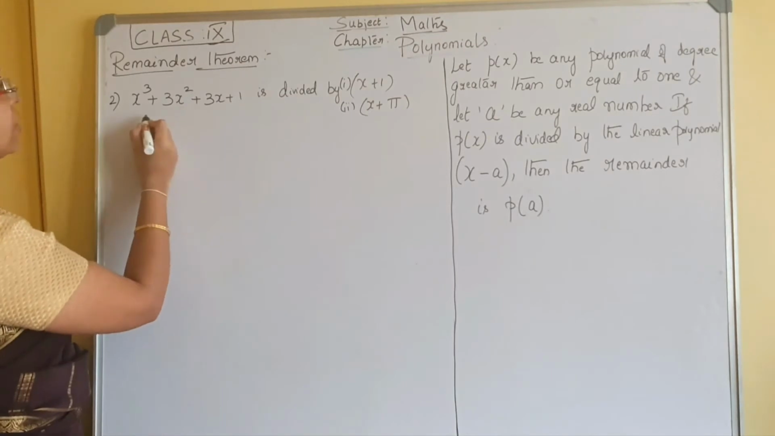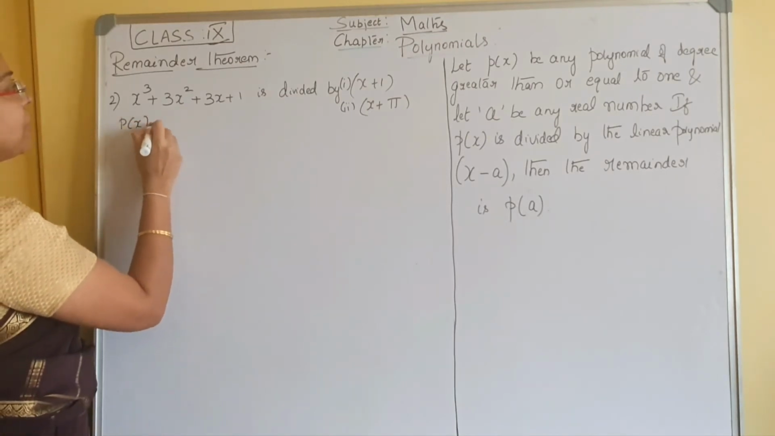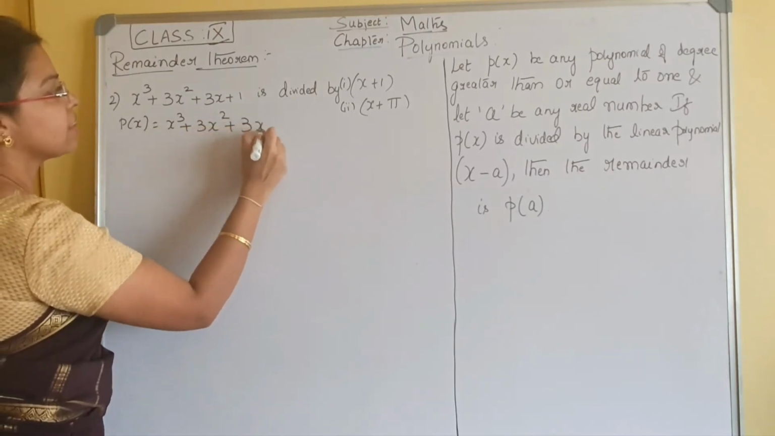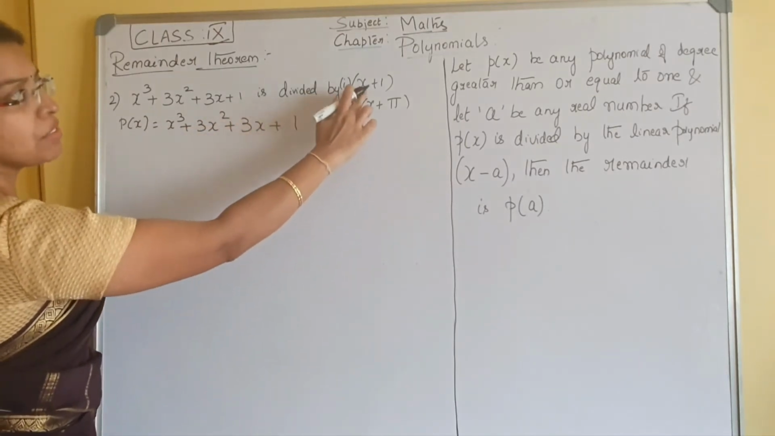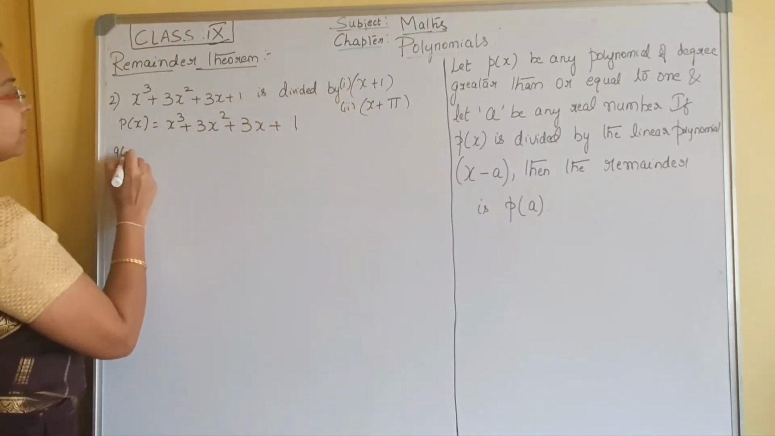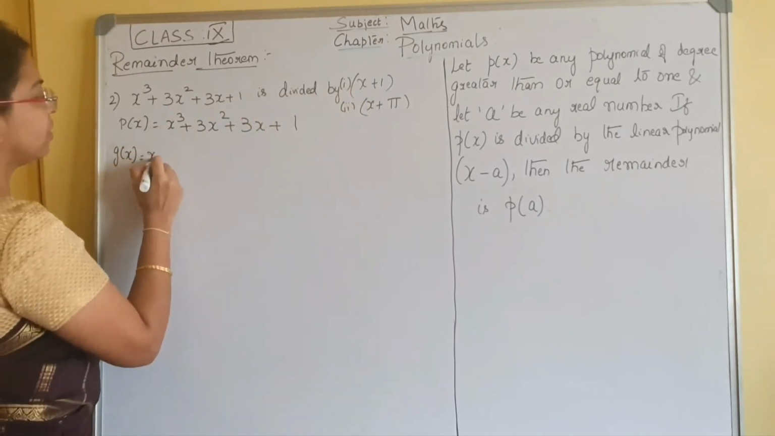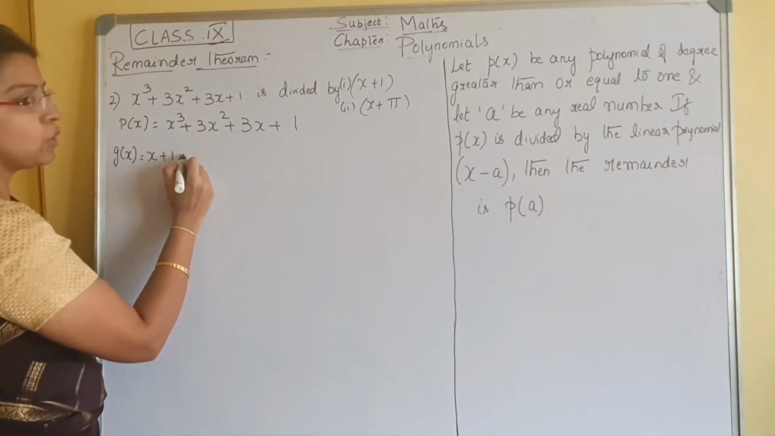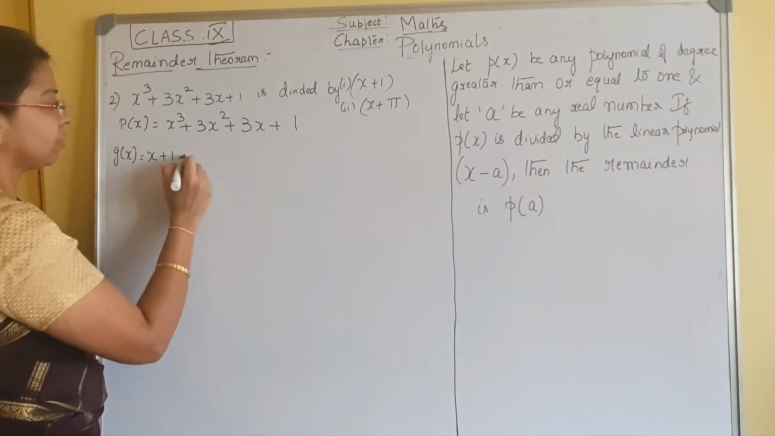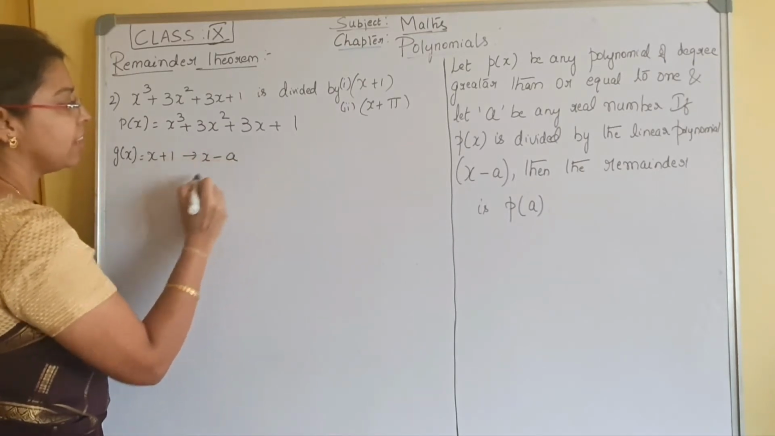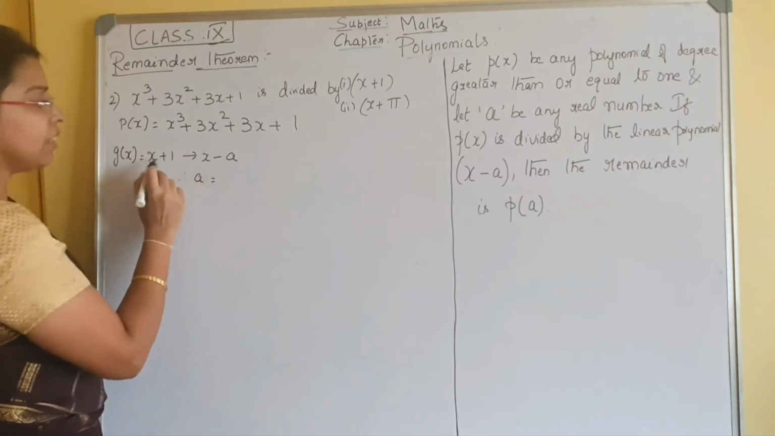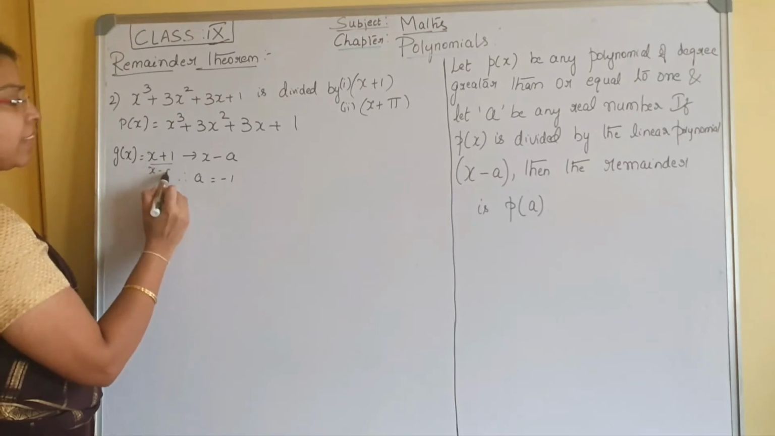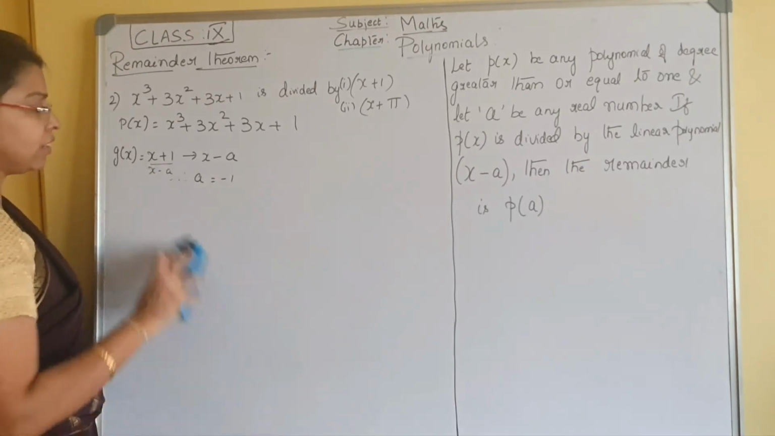So here, what is p of x? P of x is equal to x cube plus 3x square plus 3x plus 1 is divided by, we will take the first one, g of x is x plus 1. And what is the first step? X plus 1 should be compared to x minus a. Therefore, the value of a will be -1. Right? This is nothing but x minus a. Then what is the value of a? It is -1.